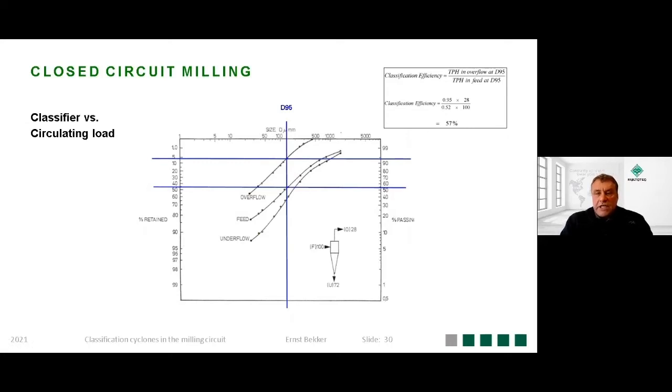When we look at classification efficiency, our reference is between the overflow and the feed. You look at the 95% passing size, or let me just explain what we're looking at here. You've got the overflow size distribution, the feed size distribution of the cyclone, and the underflow size distribution of the cyclone. The picture here at the bottom indicates the mass split across that cyclone. So you look at the 95% passing size in the overflow. You know what tons is leaving the overflow. So we know 95% of the tons in the overflow can be calculated.